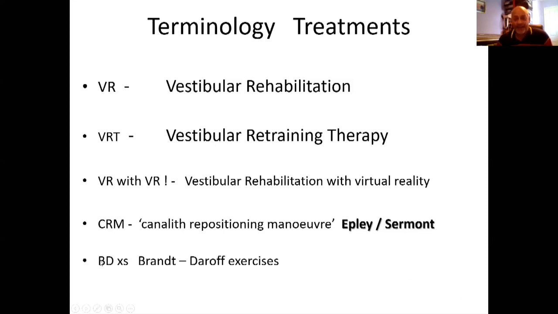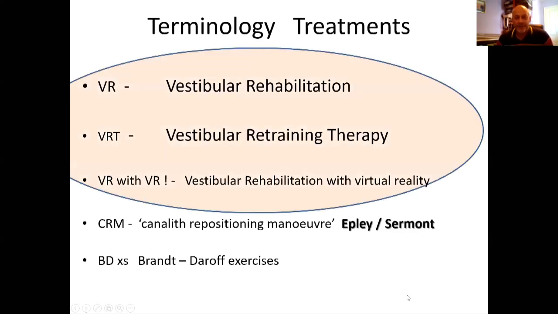And you may have had Brandt-Daroff exercises, so BD exercises. Once again, these are named after two people, Thomas Brandt and I think he's a Russian guy called Daroff. I've met John Epley and I've met Thomas Brandt. So I've met half of the names on that screen.